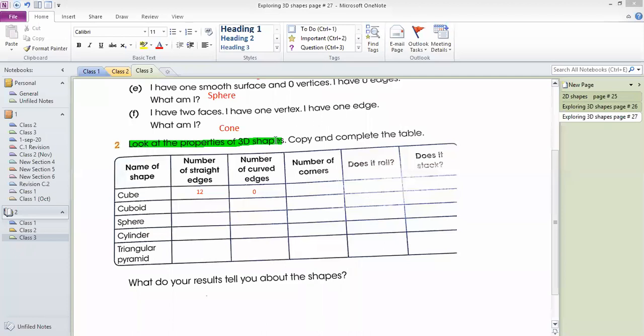Very good. When we talk about straight edges, there are 12 straight edges in a cube, and when we talk about curved edges, there is no curved edge in a cube. Coming to the number of corners, vertices, can you tell me how many vertices it has?